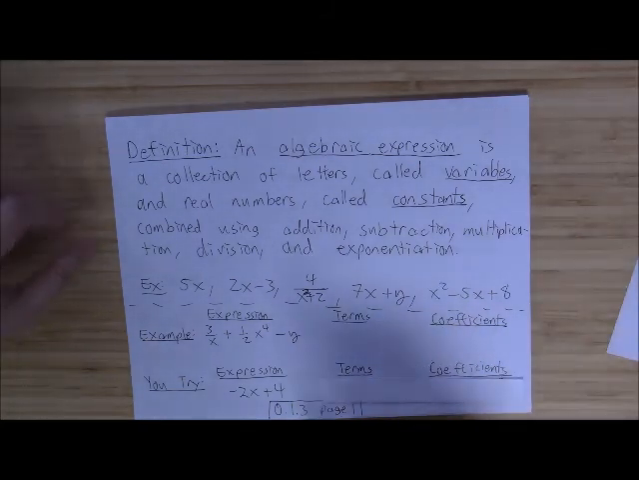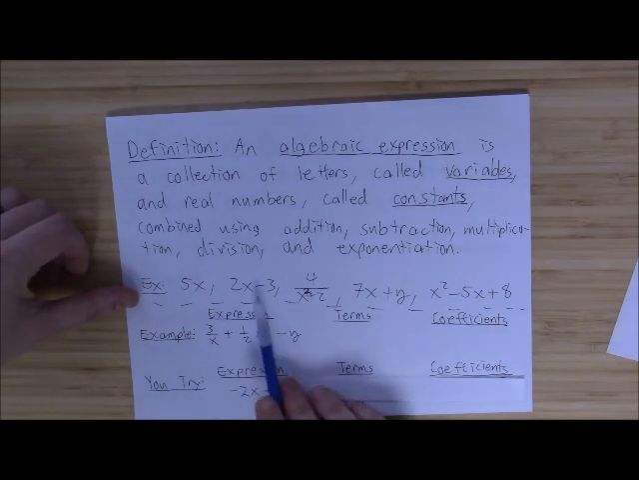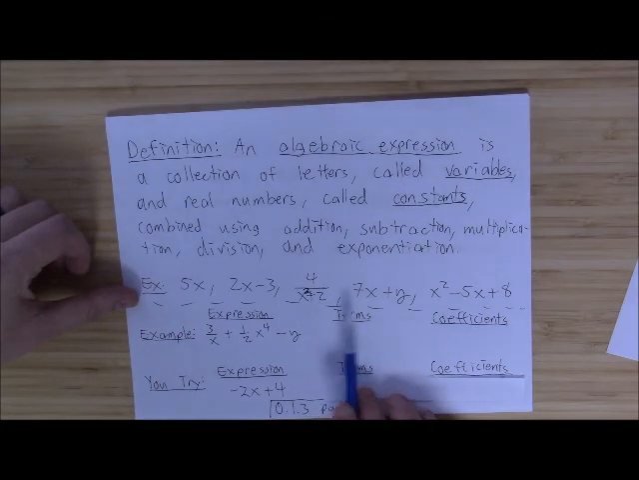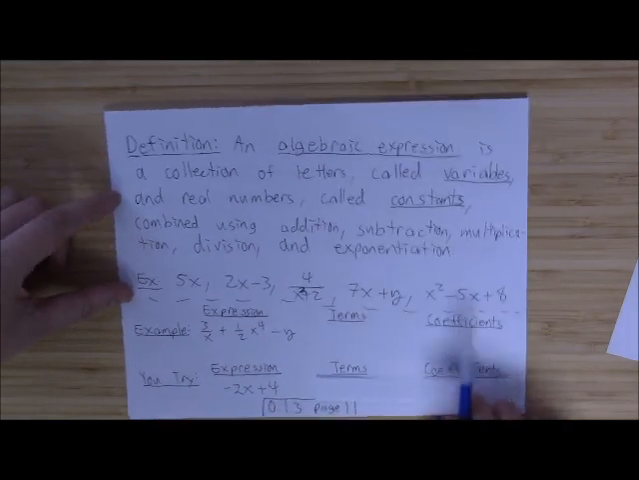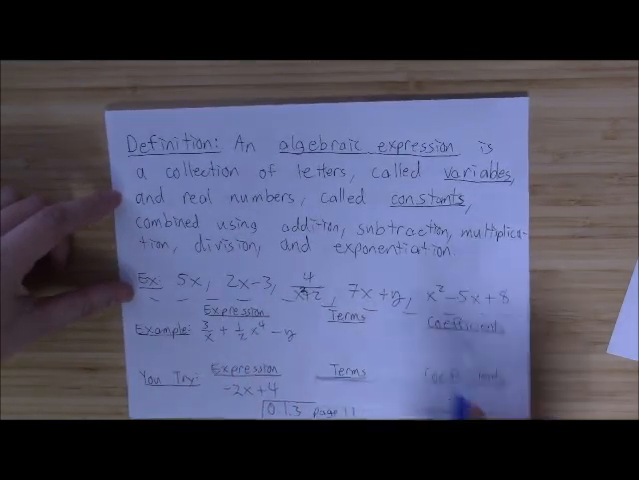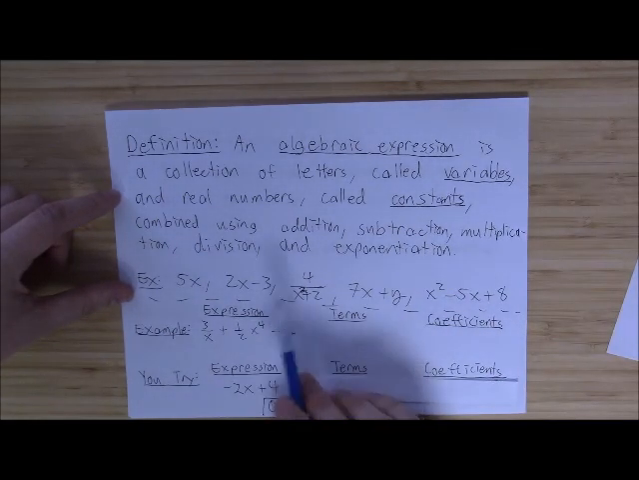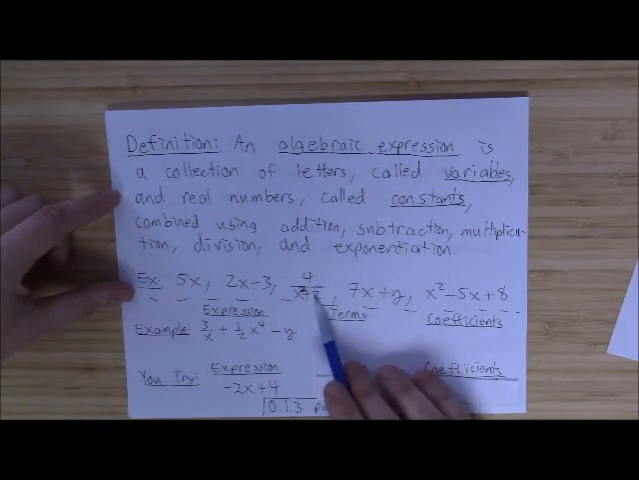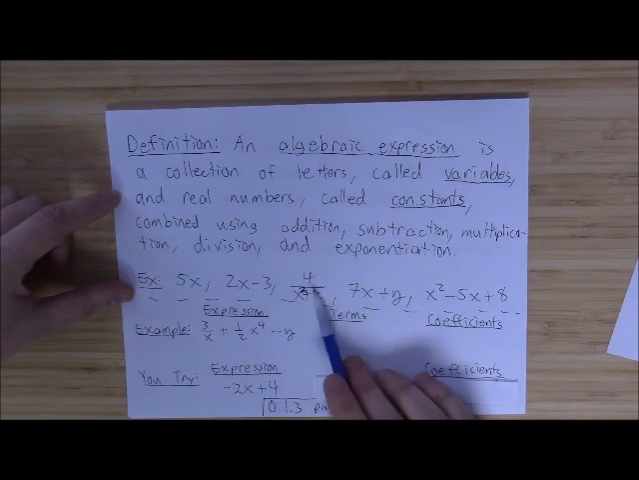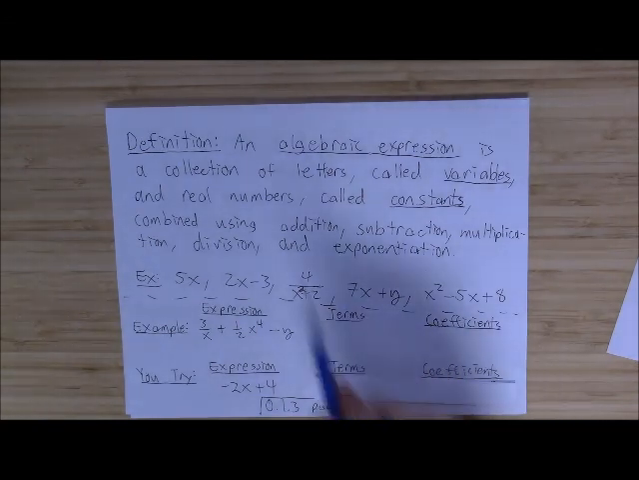A few examples of algebraic expressions: 5x is an algebraic expression, 2x minus 3 is an algebraic expression, 4 divided by x squared plus 2 would be one, 7x plus y is one, and x squared minus 5x plus 8. In all of these, x, and the y here, would be variables, and all the numbers would be considered constants. Also, we see here there's multiplication, subtraction, multiplication, division, an addition, and an exponentiation, and so on and so forth. So these are actually all algebraic expressions based on our definition.